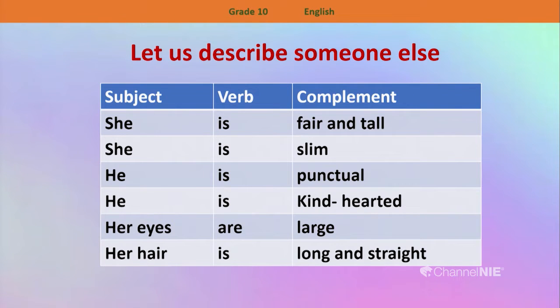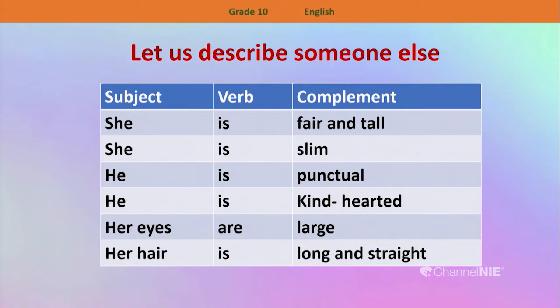For example, she is fair and tall when you describe somebody else. Instead of I am, now you are talking about somebody else. She is slim. All right. He is punctual. About his quality. Yes, he is kind-hearted. Another quality. Her eyes are large. Physical features. Her hair is long and straight. All right. I know you know how to write about another person.